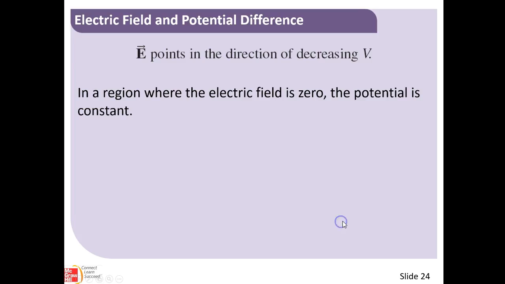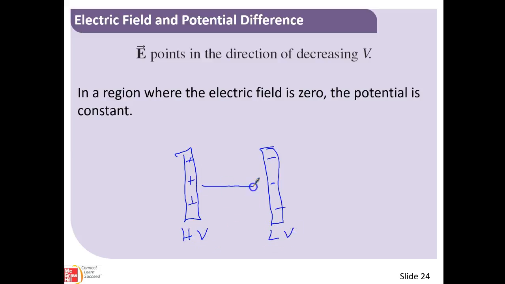For the next part, there's a pretty important thing here: the electric field points in the direction of decreasing potential. So if I have a positive plate here and a negative plate, the electric field always goes from high potential to low potential. We always go this way, and that would be the direction of that electric field, which is a vector because it does have a direction.